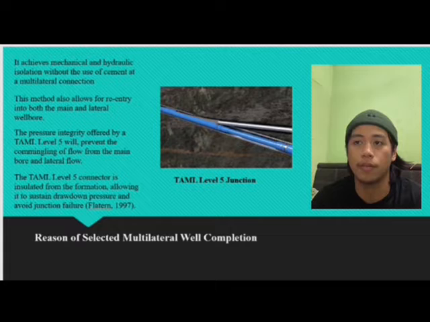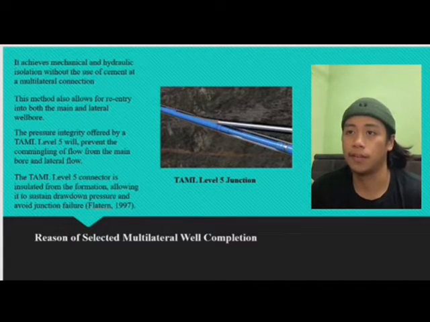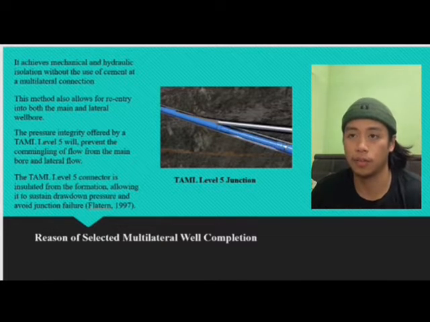Oil can be produced from each layer separately via many strings, or concurrently via a single tubing string with a one-way check valve below the connection to avoid cross-flow. The TAML level 5 system can achieve mechanical and hydraulic isolation without the use of cement at a multilateral connection. This method also allows for re-entry into both the main and lateral wellbore.